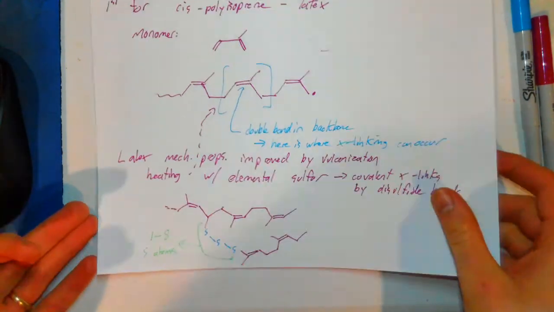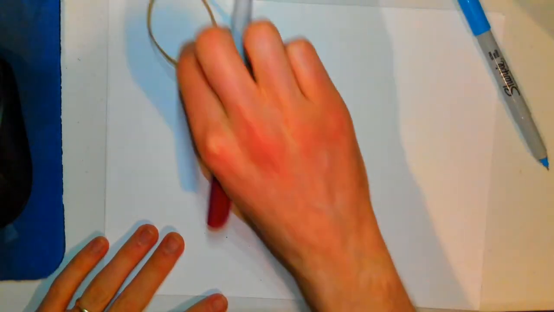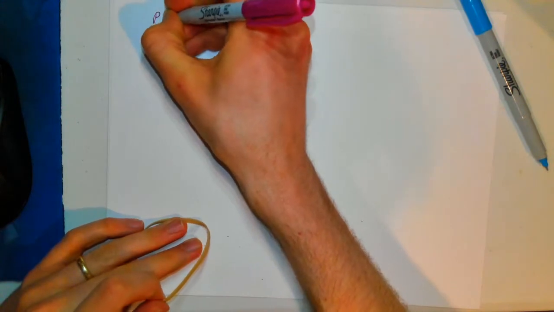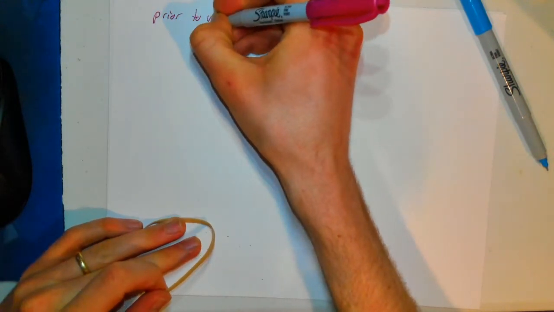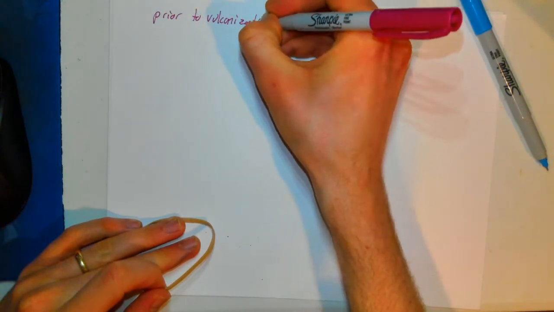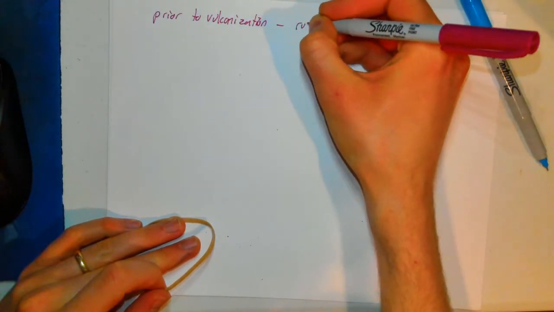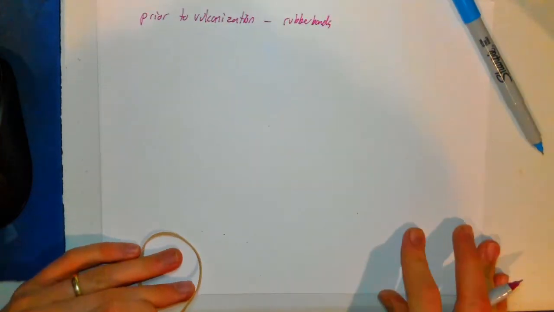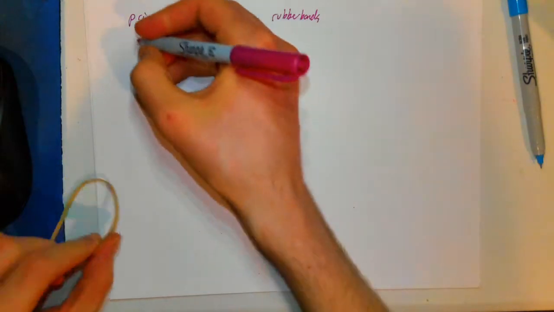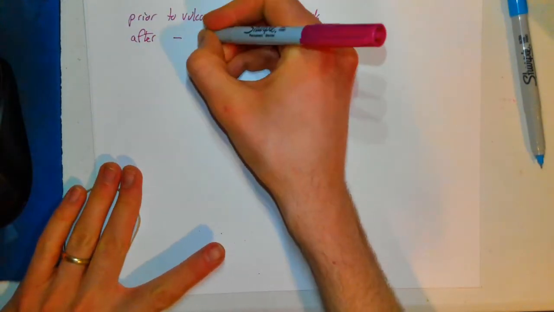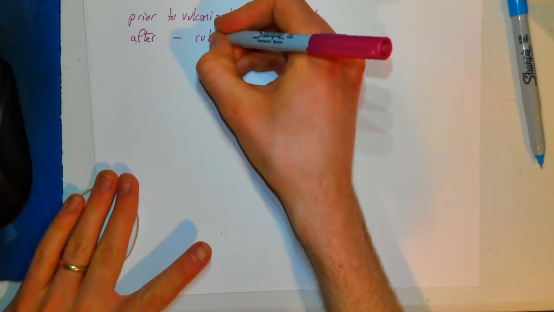What does vulcanization do? Well, rubber prior to the vulcanization process is like cheap rubber bands. Stretchy, but definitely not super strong. After vulcanization, think of the rubber in your car tires.